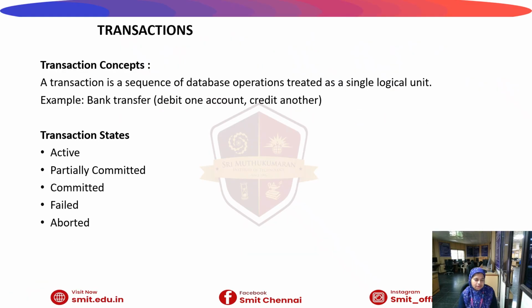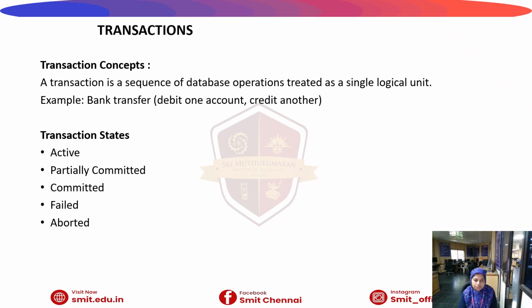So this is about the third unit, transaction. We are going to see about transaction. What is a transaction? It's a sequence of database operations. Take a bank transfer: debit one account, credit another account. So having a transaction means maintaining the balance, withdrawals, and deposits. Every transaction is maintained in the database.